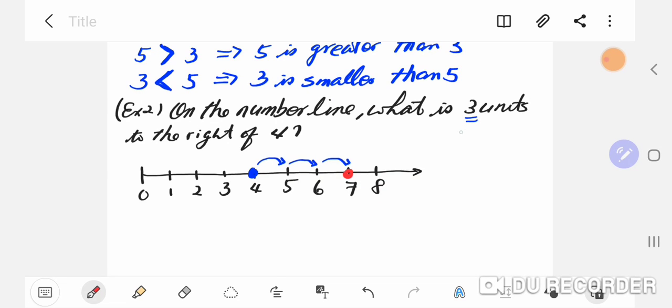So actually, this one is adding 2 numbers, right? This implies 4 plus 3, which is equal to 7. Starting from number 4, you add 3 units to the right. When you add a number, you always move to the right, right? So this implies adding 2 numbers.